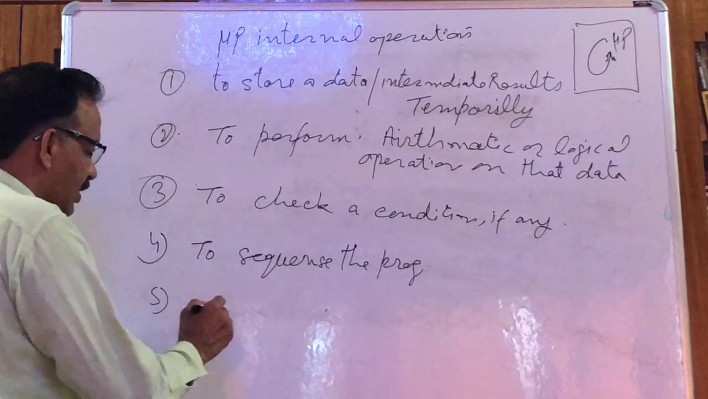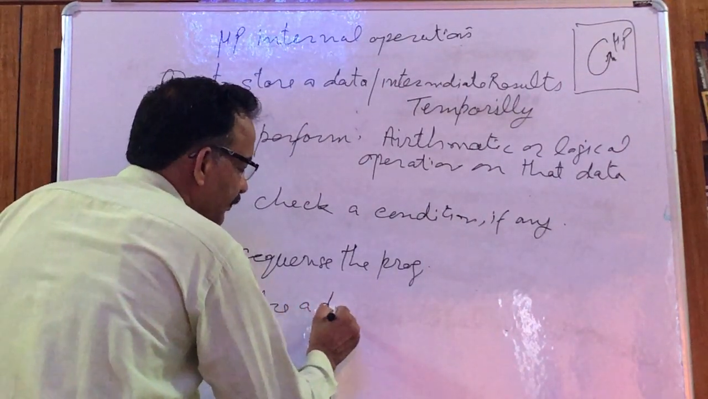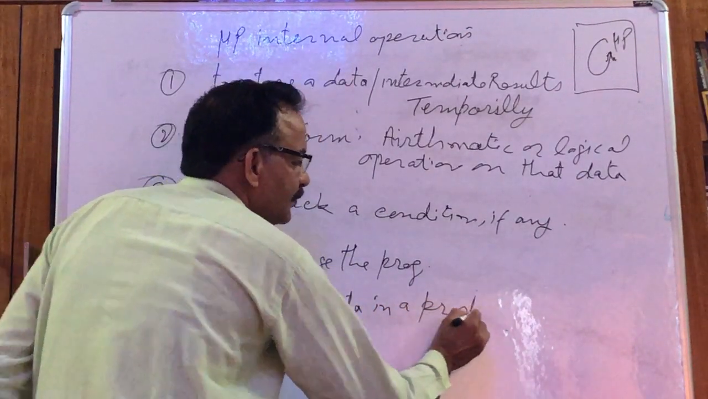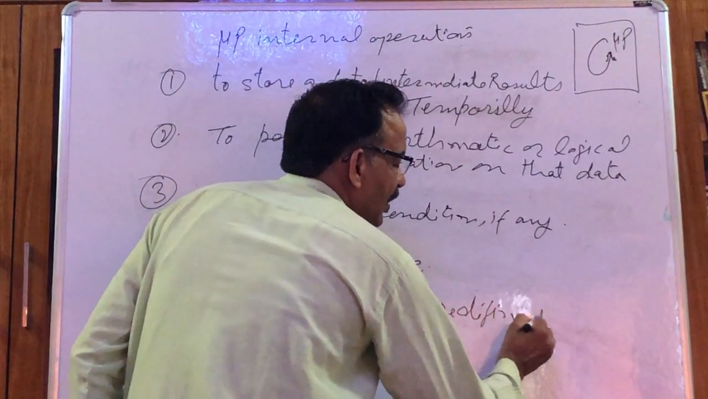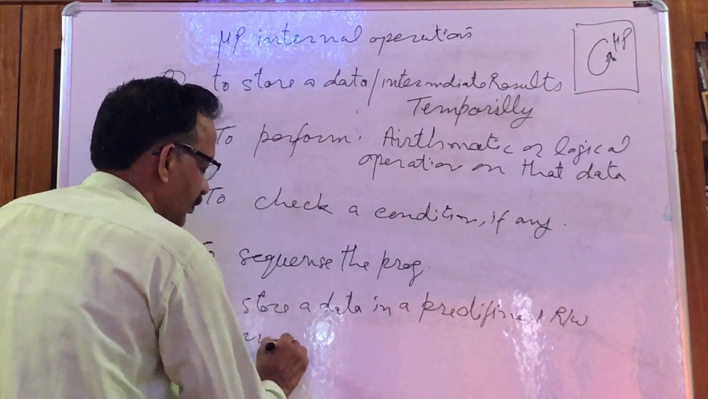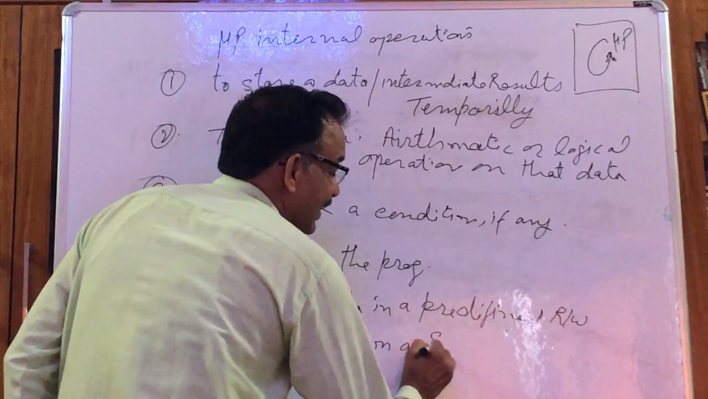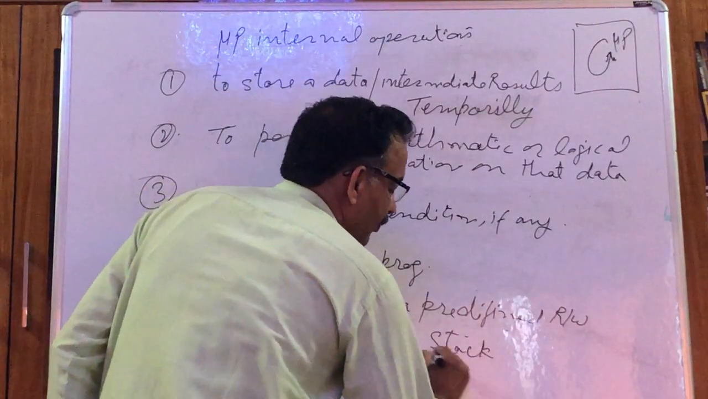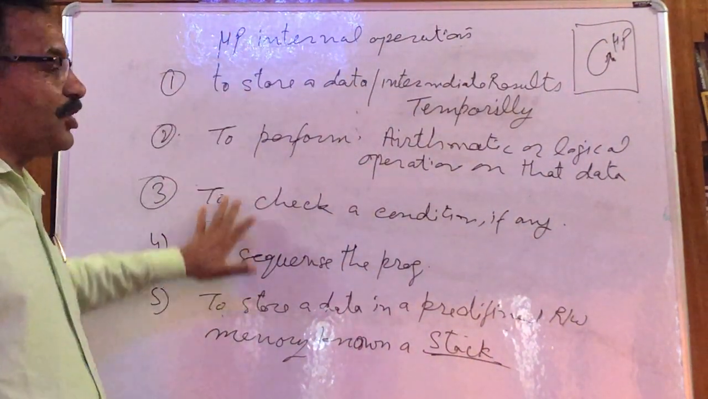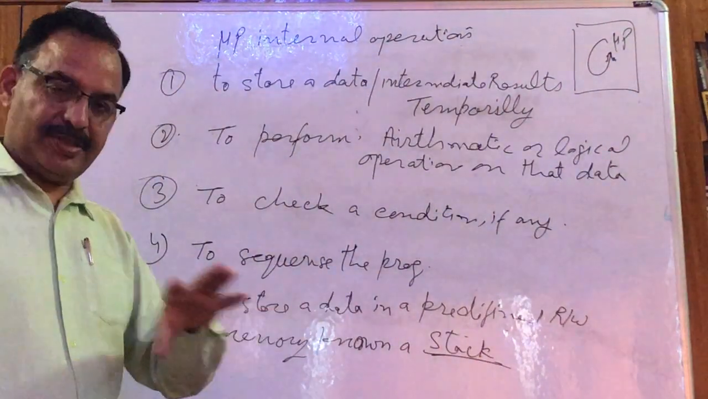Fifth one is to store data in a predefined read-write memory known as stack. We will come to this stack later on. So these are the five different operations which we can enumerate, which come under the category of microprocessor internal operations.